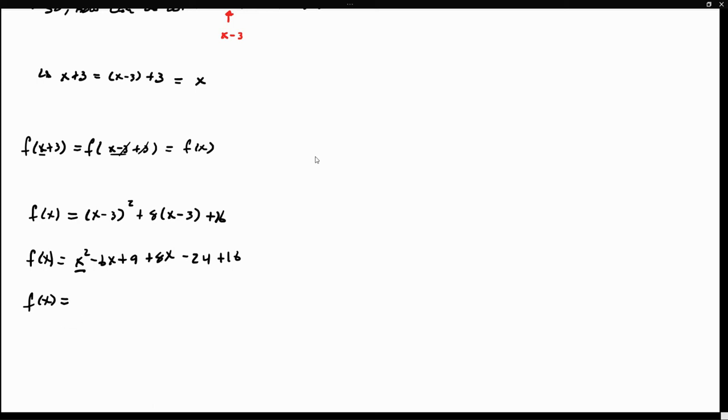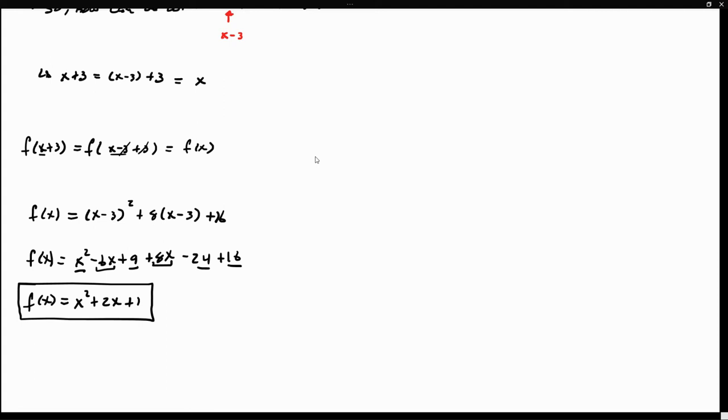But here we have common like terms. We only have one x squared. So how about for those x's? We have minus 6x plus 8x. That's 2x. Now we combine these like terms. We're going to have 25 minus 24, so that's 1. So notice that now we have properly defined the function f of x. f of x is x squared plus 2x plus 1.